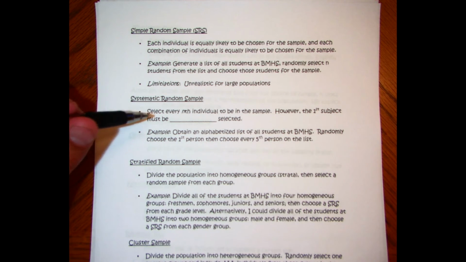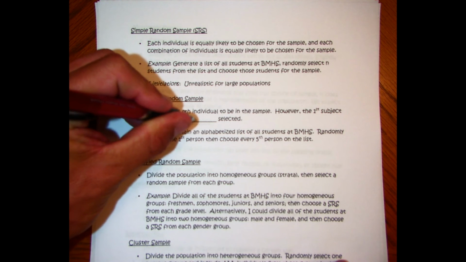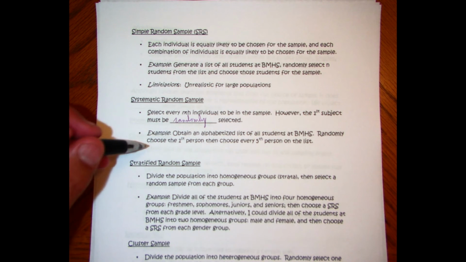The second technique is a systematic sample. Select every nth individual to be sampled. However, the first subject must be randomly selected.